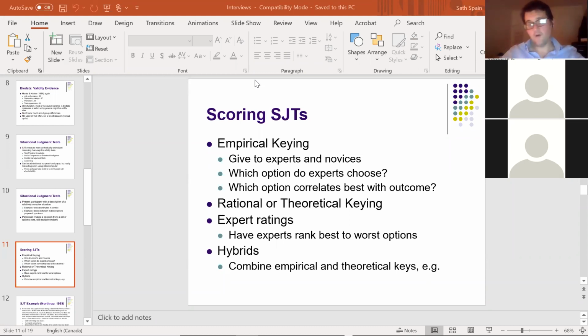And again, like always, you can always combine this. So for instance, you could have a theoretical key in terms of leadership style, and you could see which leadership style predicts performance the best.